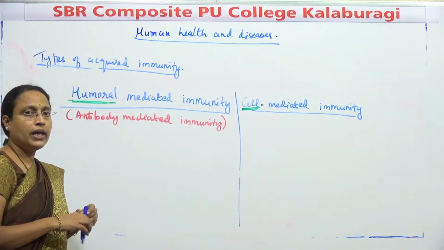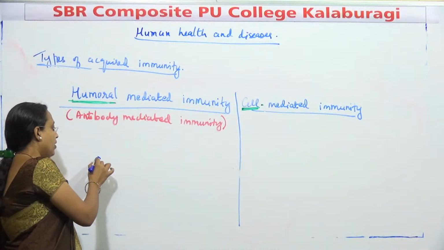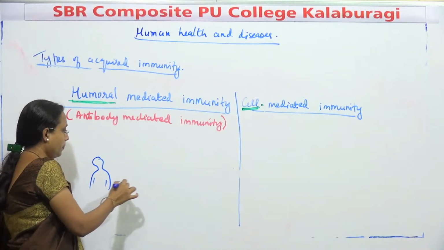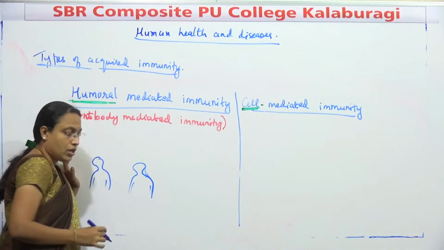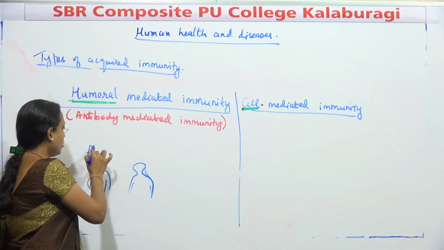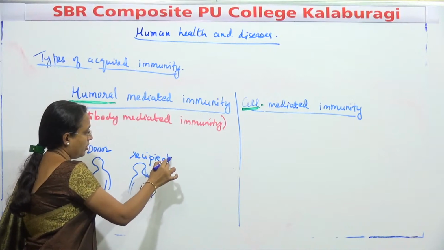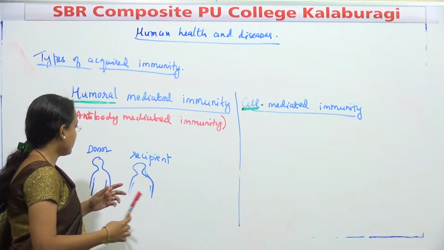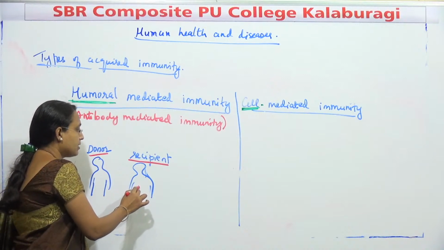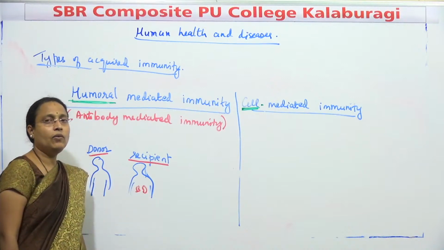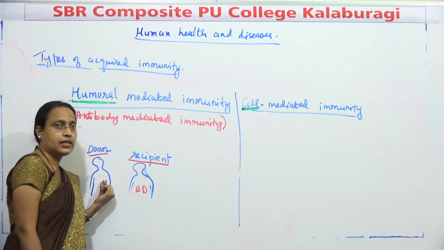Next, you should know the phenomenon of organ transplantation. Here, two individuals are there. Consider one is a donor for an organ and the other is a recipient. The recipient's organ has become non-functional. Consider that both his kidneys have failed. Now you want a donor to donate one of his kidneys to him.